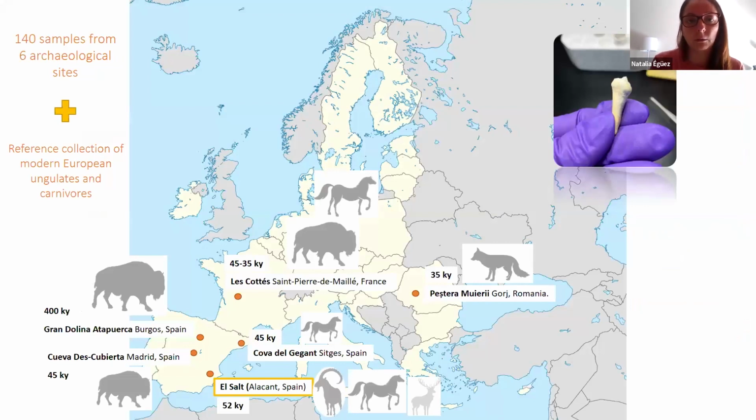It started only from Eastern Iberia, but now there are many people who want to collaborate with their samples. So now I have 140 samples from 6 different archaeological sites. And of course, we are also making a reference collection of modern European ungulates and carnivores, so that we can compare these proteins to the archaeological ones. And today I'm going to show only the preliminary results, I should say, from the Salt. This is a Middle Paleolithic site, and the remains are in a layer dated to 52,000 BP.